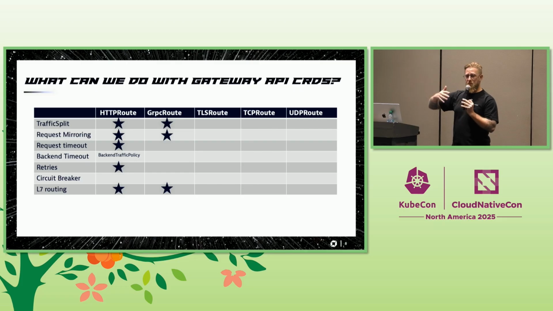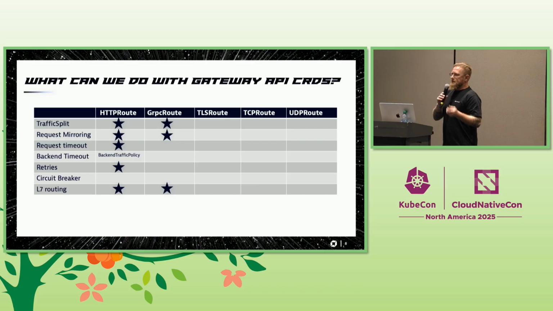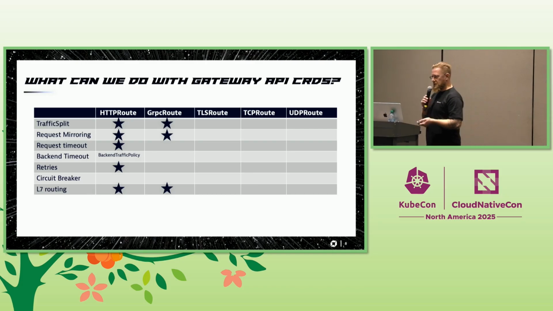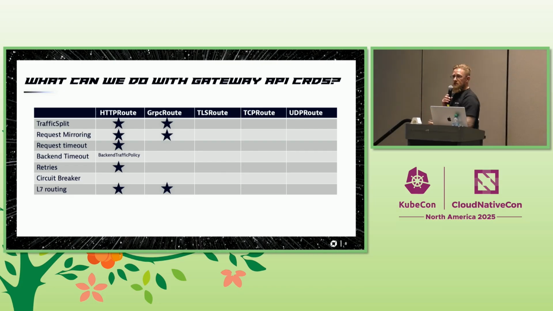And then if you look at the gRPC, you can see that we have less features covered. So if we want to do more complex routing with gRPC, for now, the CRD doesn't allow us. And of course, for the others, it's not going to be layer 7 related, so it doesn't make sense to have the support.